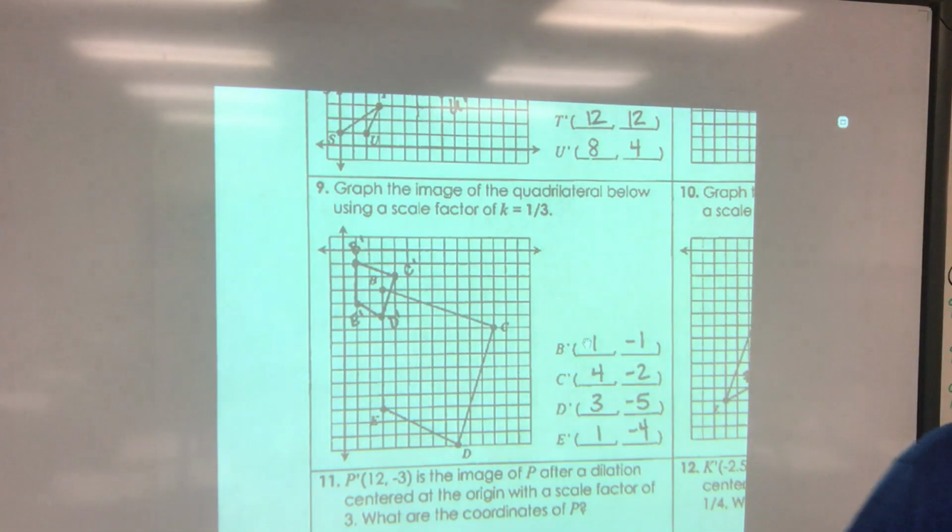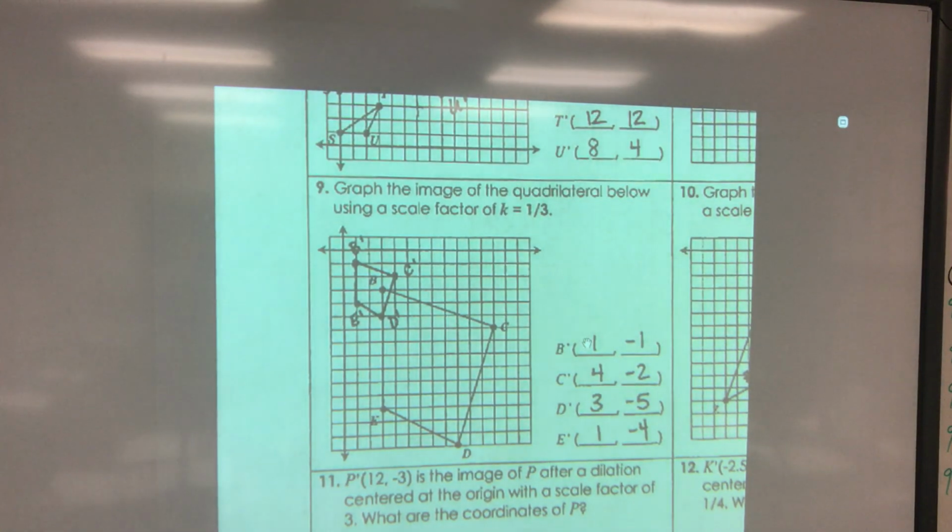new point. All right, and again, if the sub could pause the video for about 5 minutes and let them work on homework 5.